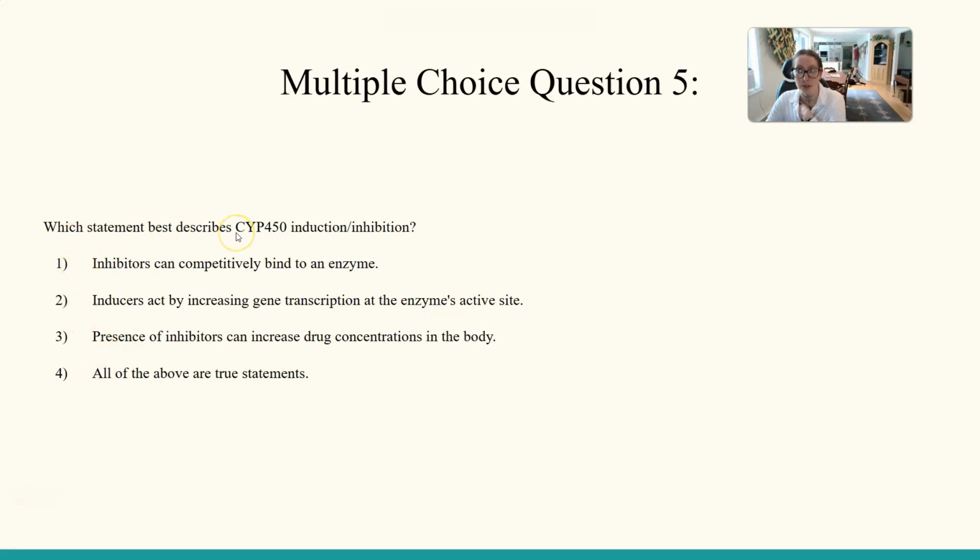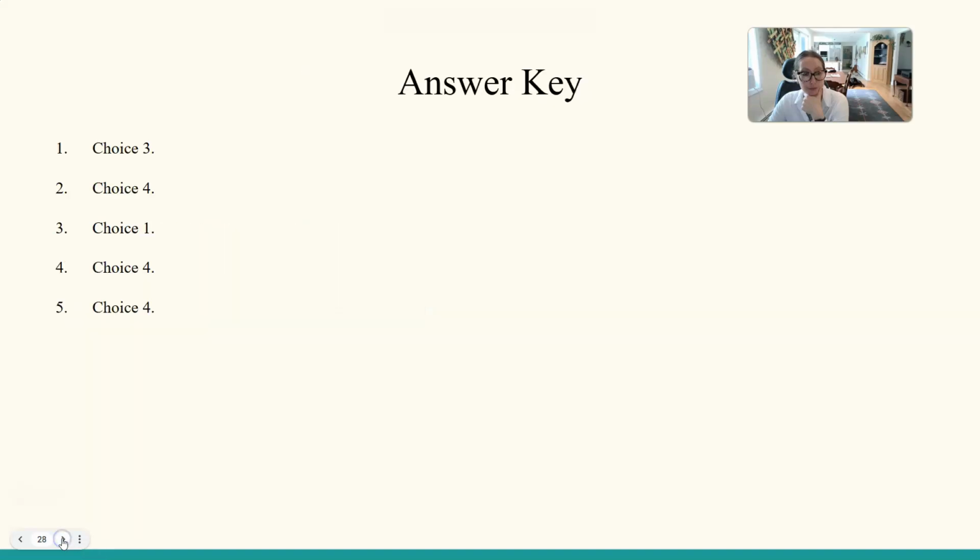Which statement best describes CYP450 induction and inhibition? Inhibitors can competitively bind to an enzyme. Inducers can act by increasing gene transcription at the enzyme's active site. Presence of inhibitors can increase drug concentrations in the body. And all of the above are true statements. That is true, all of the above. Here's the answer key.